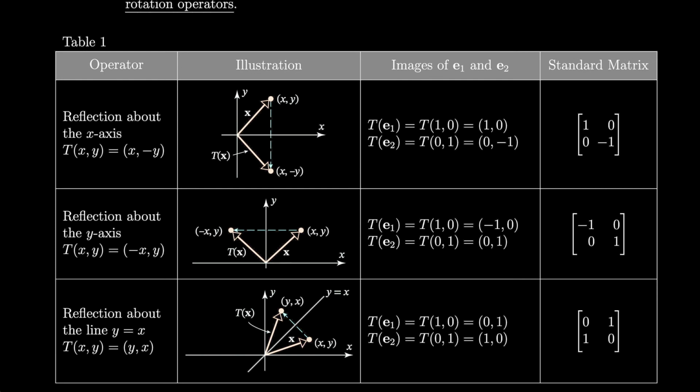Similarly, if we wanted to reflect about the y-axis, we'd multiply by the matrix minus 1, 0, 0, 1. If we wanted to reflect about the line y equals x, we would swap x and y. So that means that 1, 0 becomes 0, 1, and 0, 1 becomes 1, 0. So we just multiply by the matrix 0, 1, 1, 0.